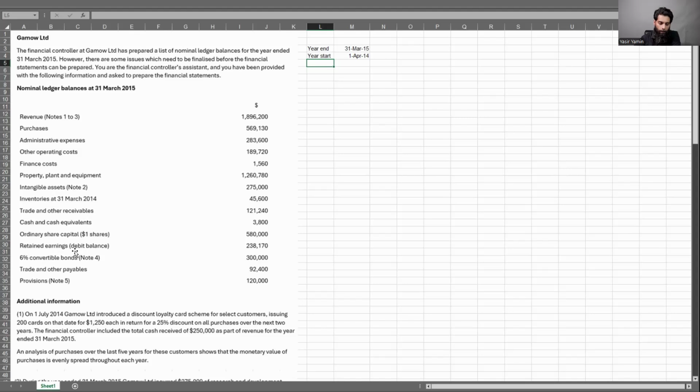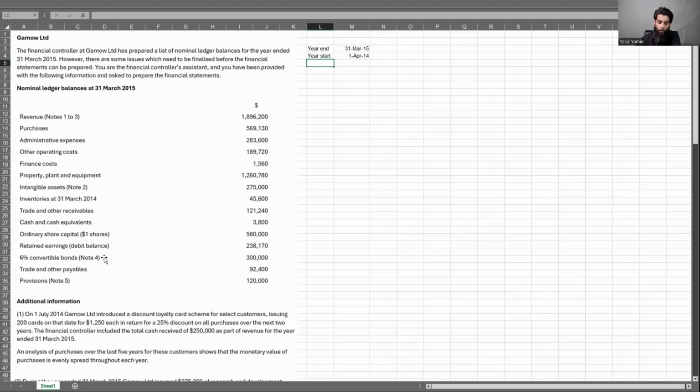Okay. Then there are some 6% convertible bonds. There is a note attached to it with a value of 300,000, trade and other payables 92,400. And then you have been provided with some provision of 120,000. So all in all, you see that there are multiple accounting standards that must be tested in the question. Intangible asset, that means IAS 38 is there, right?